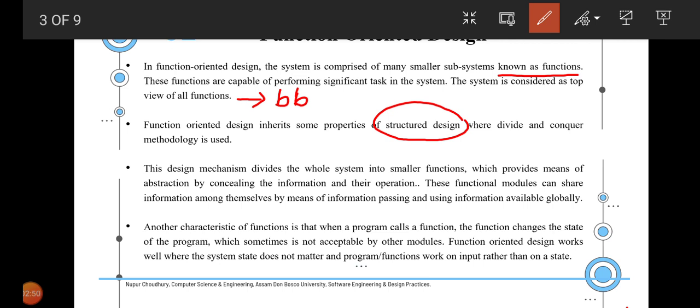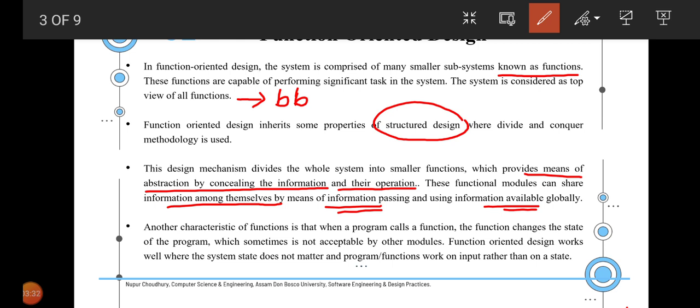This design mechanism divides the whole system into smaller functions, which provides means of abstraction by concealing the information and their operation. These functional modules can share information among themselves by means of information passing and using information available globally. As we already discussed, if we want to categorize a particular design as a good design, we have to incorporate properties of abstraction and decomposition in that particular design.